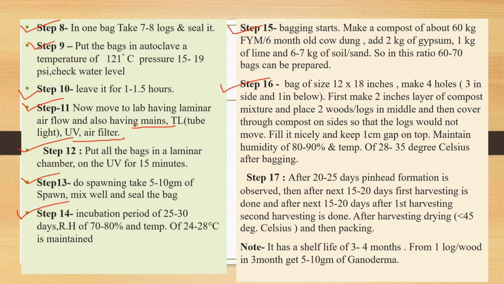Maintain humidity of 80 to 90% and temperature of 28 to 35 degrees Celsius after bagging. After 20 to 25 days, pinhead formation is observed. Then after the next 15 to 20 days, the first harvesting is done. After that, the second harvesting is also done at the same interval, and then it is dried and packed. Note that it has a shelf life of 3 to 4 months. From one log or wood in 3 to 4 months, we get 5 to 10 gram of Ganoderma mushroom.